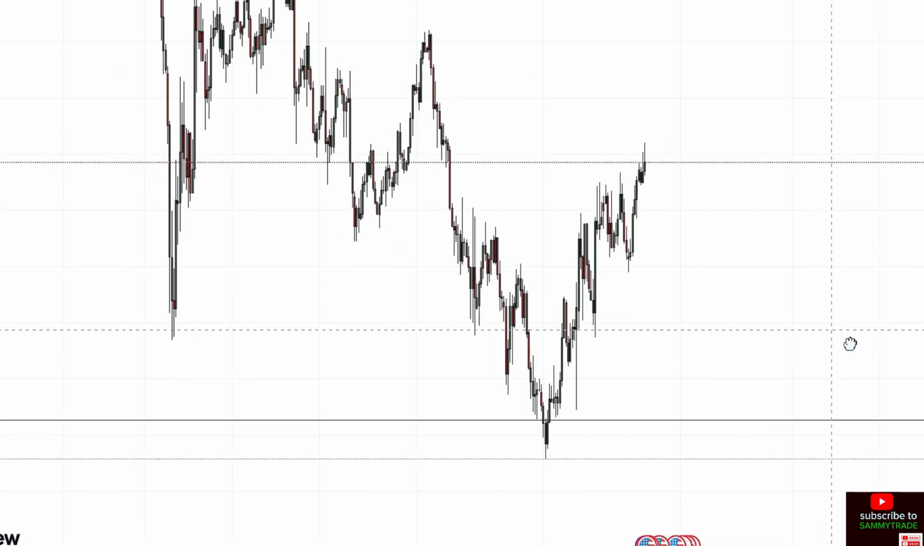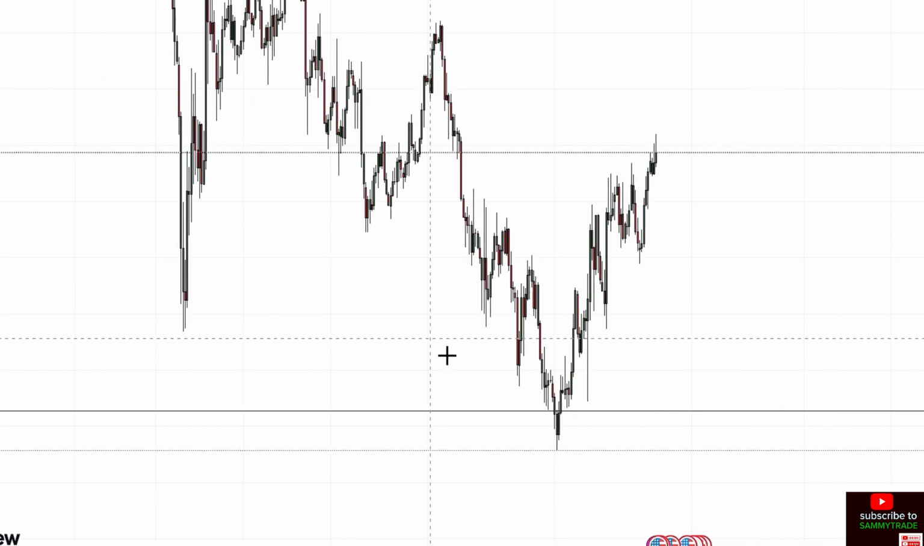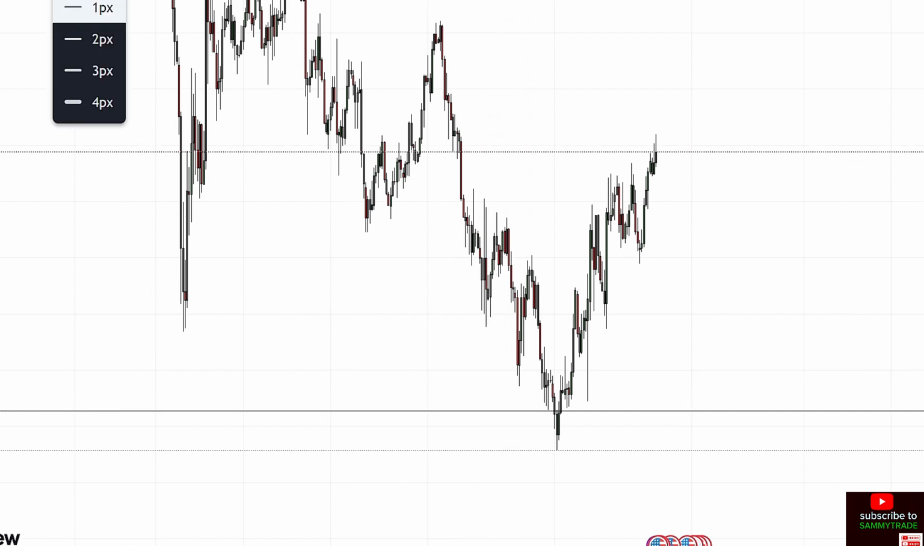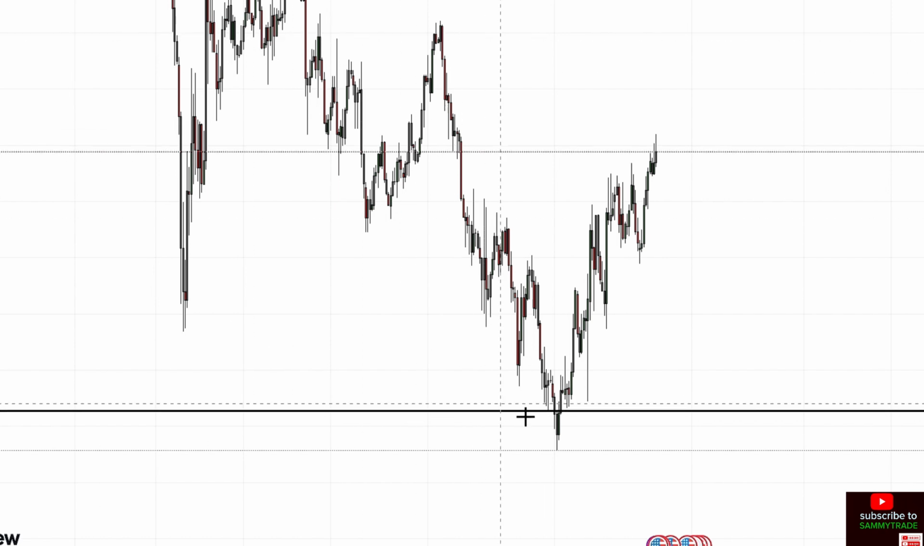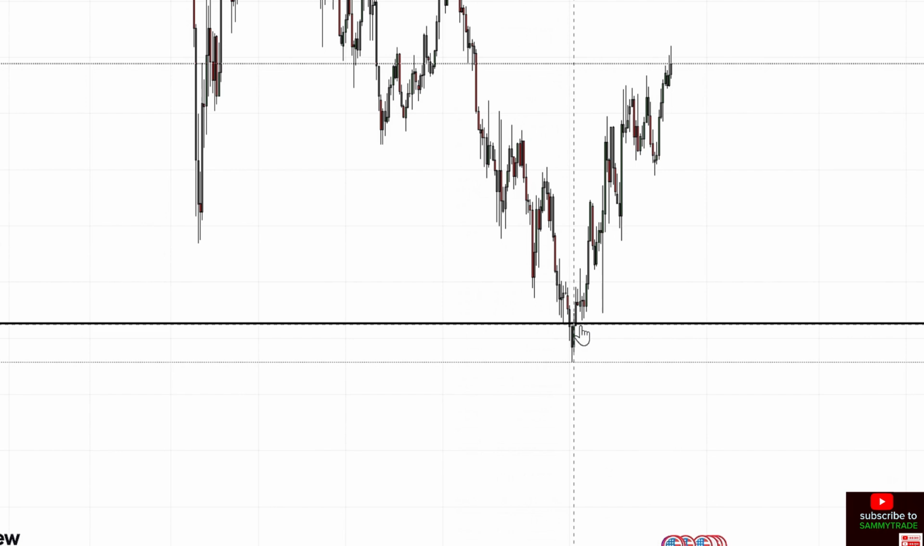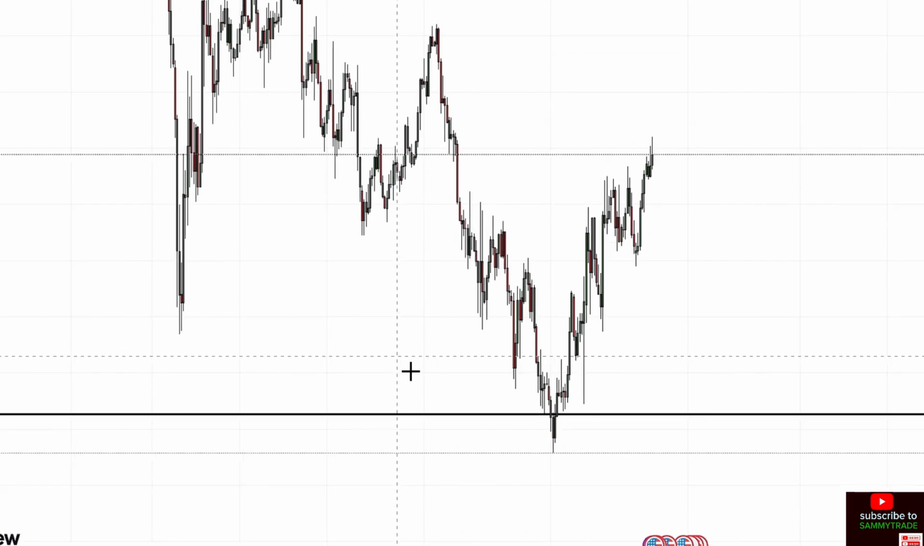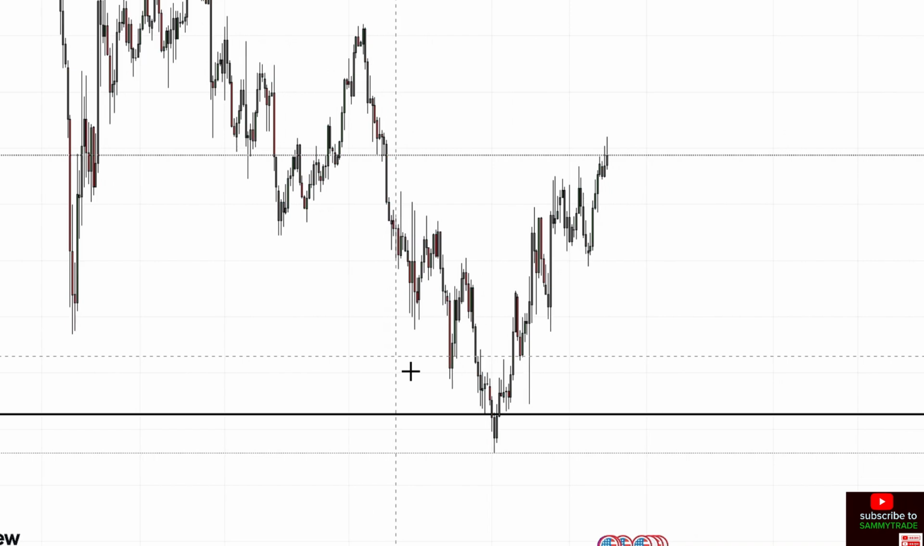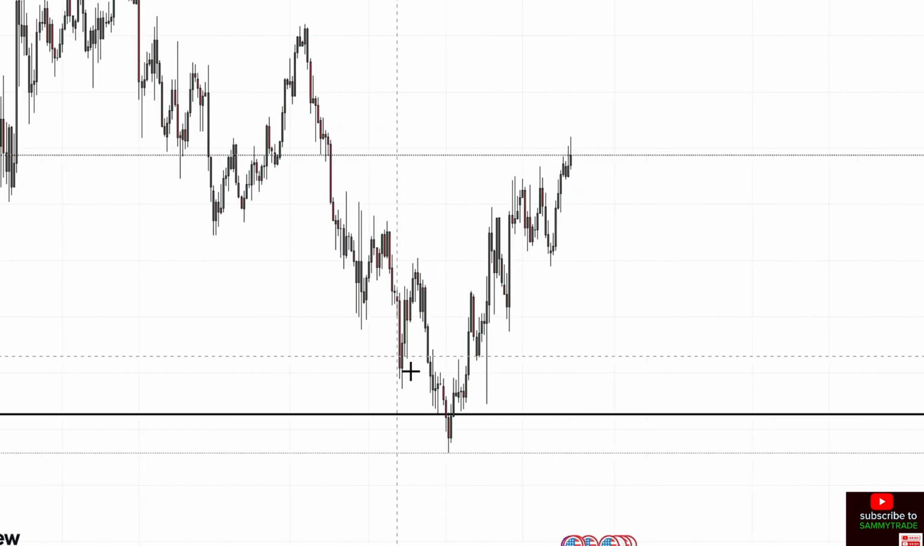First criteria, price is at our demand zone that we drew out on the higher time frame. I don't know if you remember, I drew out this demand zone on the higher time frame, this zone here. Price is at this zone now. So we are expecting a pullback at this point.